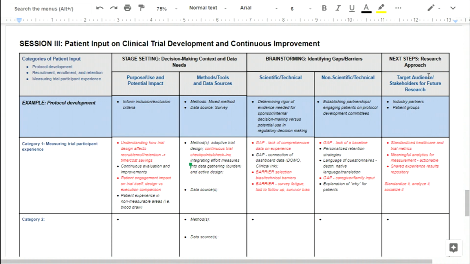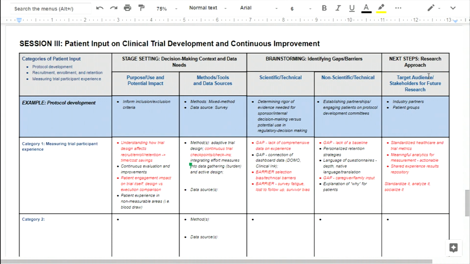There's a bunch of gaps and some barriers as well. The first gap is the lack of comprehensive data on the experience itself. There is some that exists out there, but I would say compared to the amount of trial and medical data we have, it's significantly smaller and unexplored, certainly not socialized.